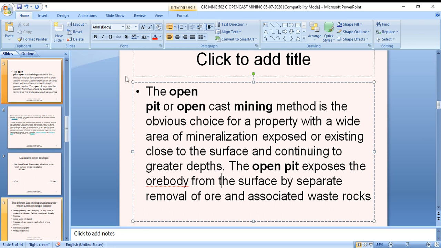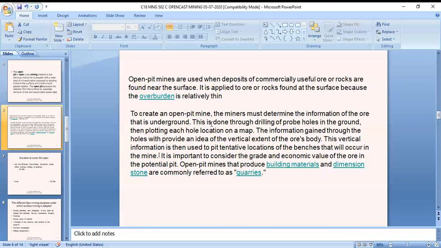Coming to the different factors involved, open pit mines are used when deposits of commercially useful ore or rocks are found near the surface. It is generally about economic situations and human needs, what will automatically be valued in the market. That may be rock, or anything useful for mankind.